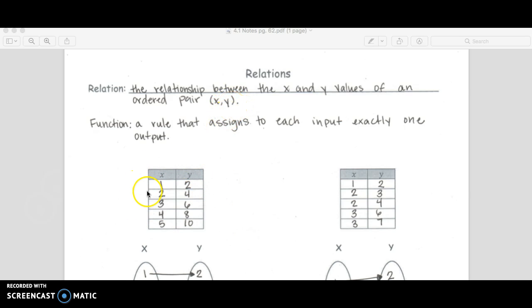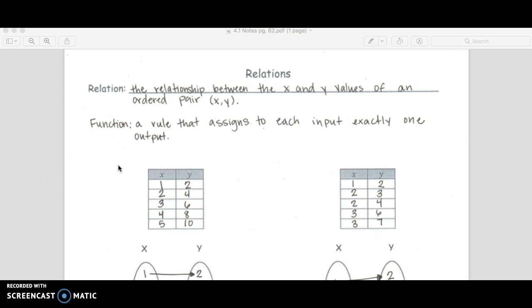We'll look at some mappings, we'll look at some tables and graphs and different things and be able to identify whether or not we have what is called a function. A function is a rule that assigns to each input exactly one output.